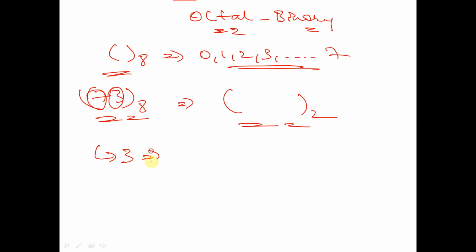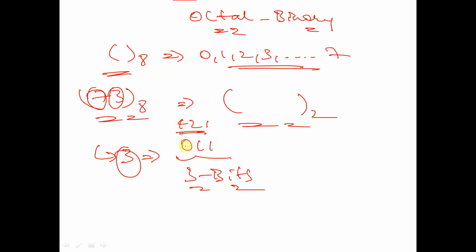Suppose for 3, the equivalent binary should be represented in 3 bits. So for 3, the equivalent binary number is 011. With the help of the 421 code, we will write the equivalent of this digit. So 3 is equal to 2 plus 1. At the 2 and 1 positions we will make 1, and at 4 we will make it 0. So for 3 it is 011, and for 7 it is equal to 111.